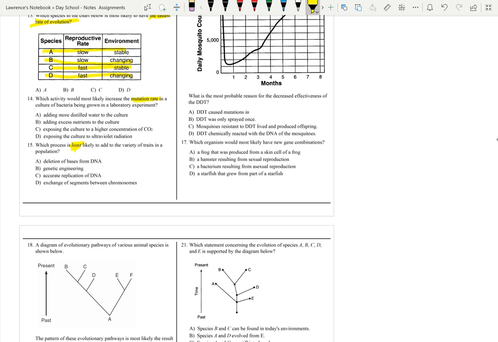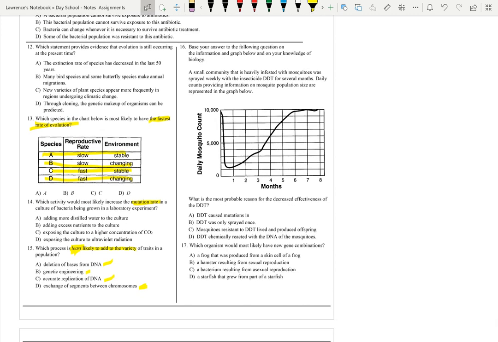Well, deleting is a mutation. Genetic engineering, you insert different genes, you make genetically modified organisms. Accurate, that means you're going to have no variations, everything's going to be exactly the same. What's the least likely to add variation? Oh, that sounds pretty good. D, exchange of crossing over. No, C sounds awesome.